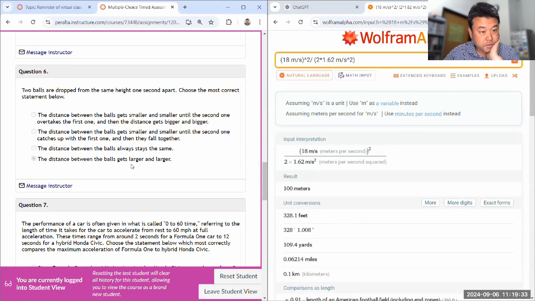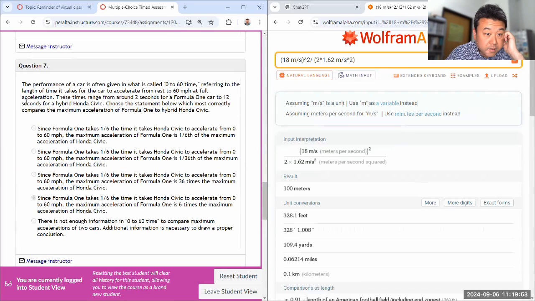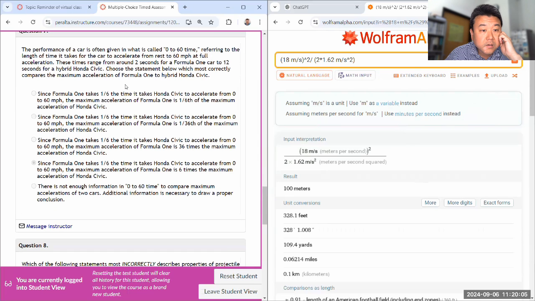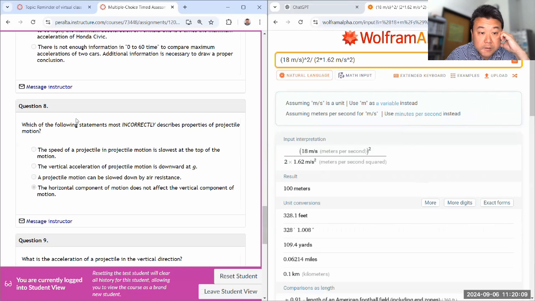Yeah, it does get larger and larger, because it doesn't stay the same, I think. It always will be the case that one of the balls has higher speed. For the distance to stay the same, at some point they would need the same speed moving down. Performance of a car, I think this is right. These times are a factor of six different, so there's a six times acceleration difference. Incorrectly describes? Oh, this is a correct description. So the choice that is actually incorrect, hence the correct answer, would be this one.